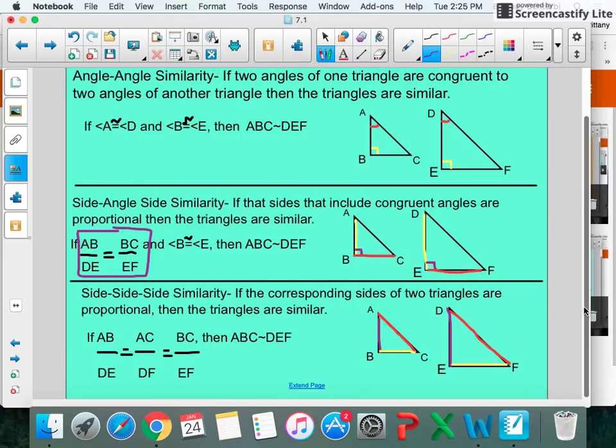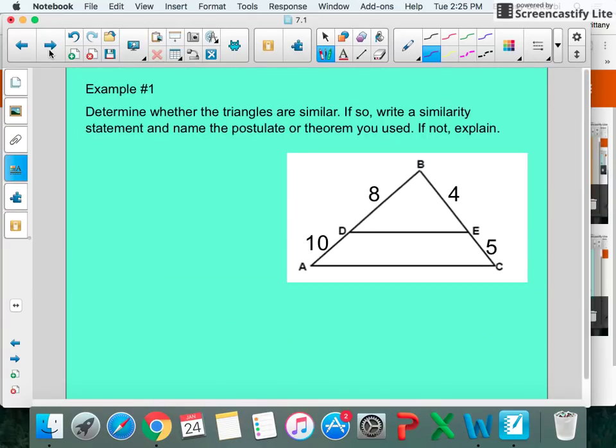So same thing, we're going to have side, side, side similarity, but again, the sides don't have to be congruent, their sides have to be proportional, meaning if I put the sides from one triangle over the sides from the other triangle, the proportions should be exactly equal. So we're going to look at a few examples.